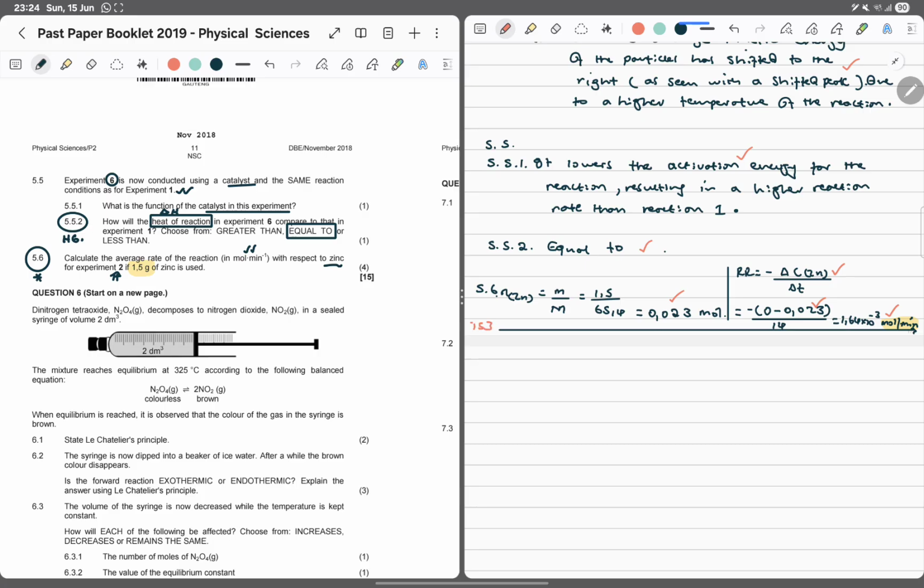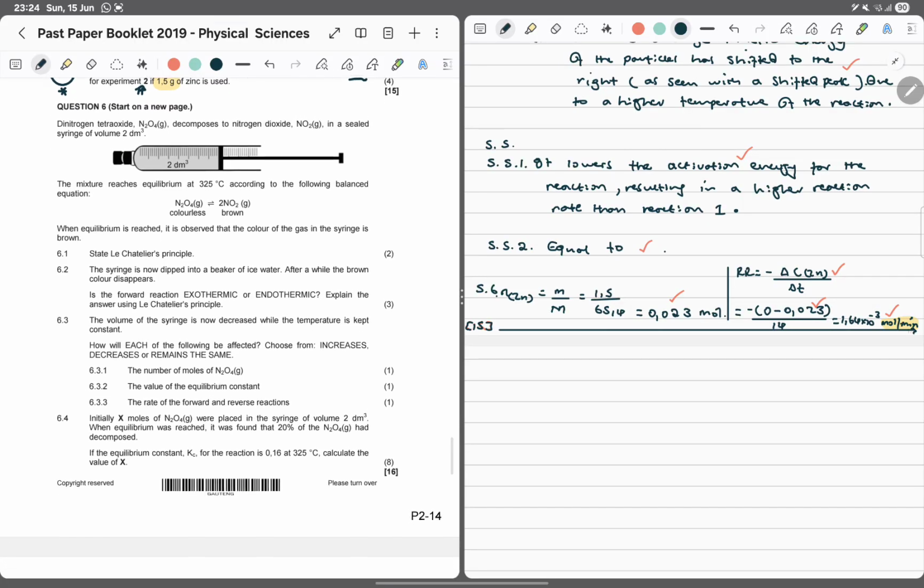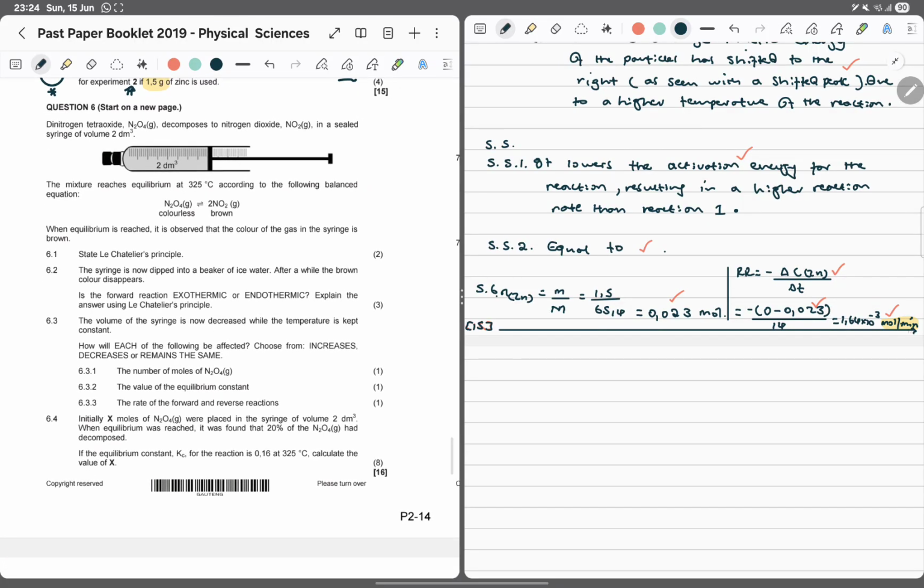So it's usually around 15 to 20 or so to get through this section pretty nicely. All right, so the question on reaction rates, guys, should not be a problem. Students must just master it. Okay, let's get to question 6, which is chemical equilibrium.